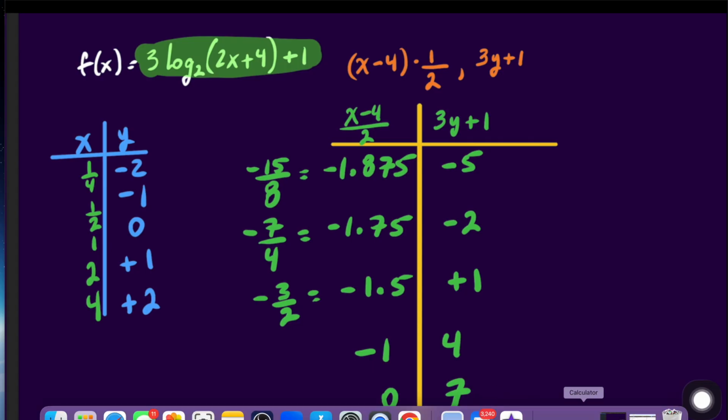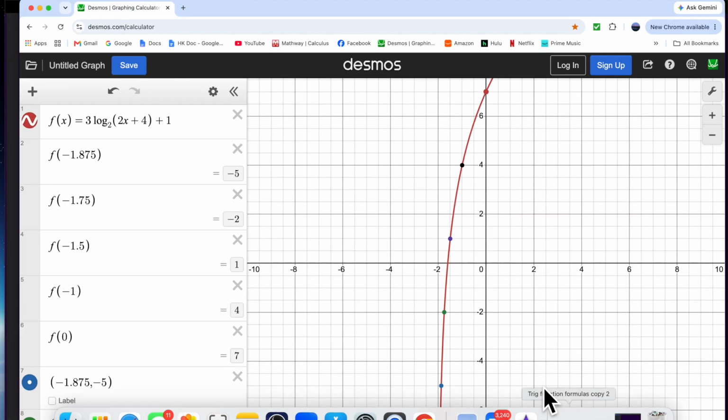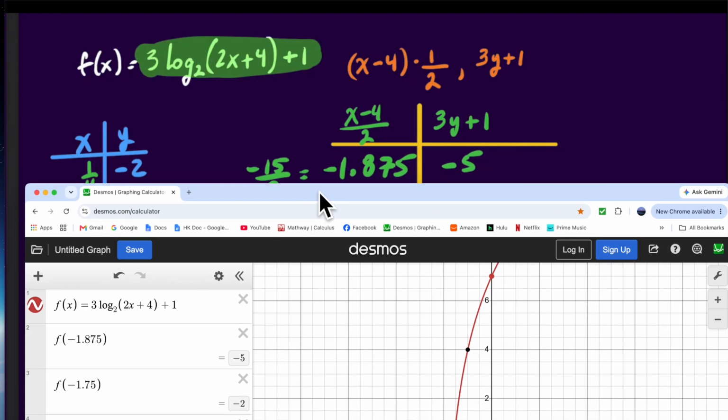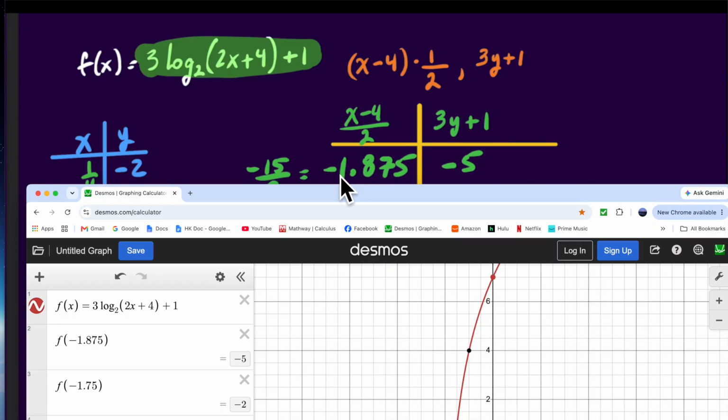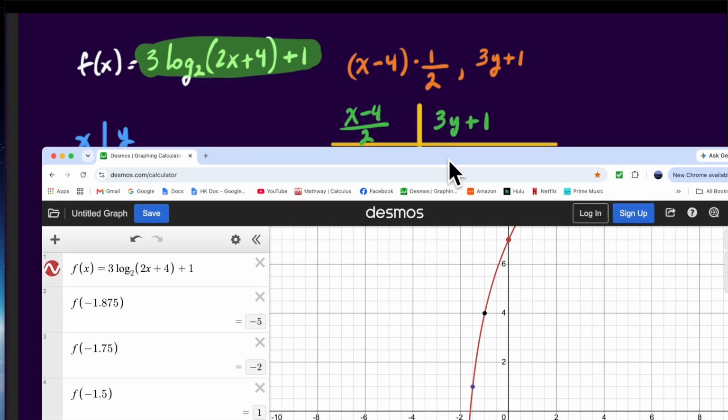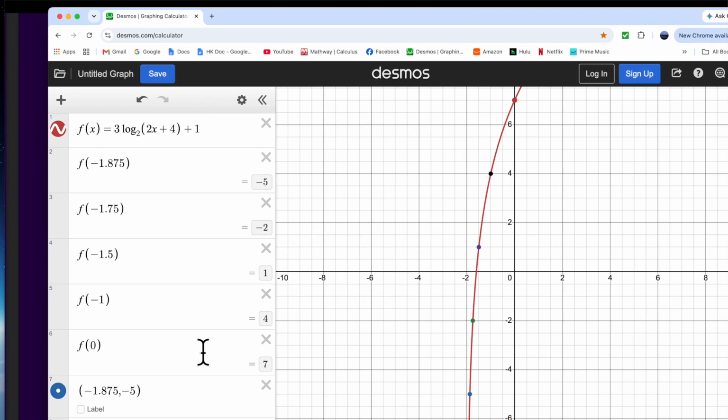Okay, folks, I went ahead and went to Desmos. And first, to check our math, I wrote this as f of x equals our original function, and then I did f of negative 1.875, and you can see here the calculator gives us negative 5. F of negative 1.75, we get negative 2. And we can see that reflects our original table. F of negative 1.875 is indeed negative 5. F of negative 1.75 is indeed negative 2. And I went ahead and did that with all of our x values, and I confirmed the y values.